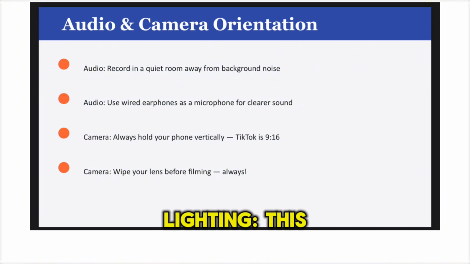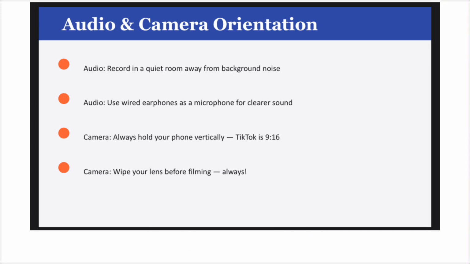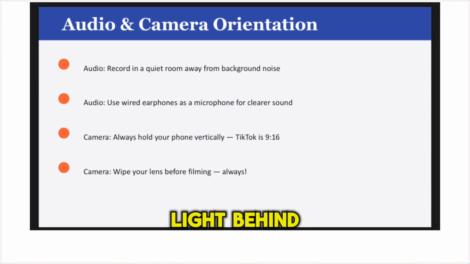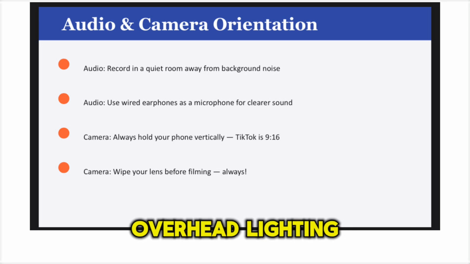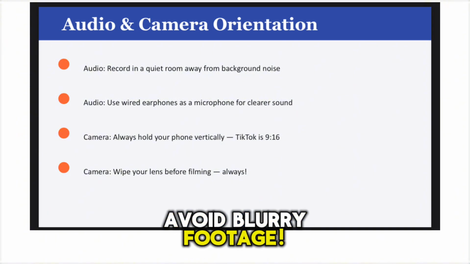Lighting. This is your one priority, because a dark video loses viewers immediately. Lighting do's and don'ts. Best lighting setup: sit near a window during the day. What to avoid: filming in a dark room. Face the light source, never let it be behind you. Light behind you creates an accidental silhouette effect. Use a ring light or a lamp at night. Avoid flickering or harsh overhead lighting. Pro tip: clean your phone camera lens with a soft cloth before every single shoot to avoid blurry footage.